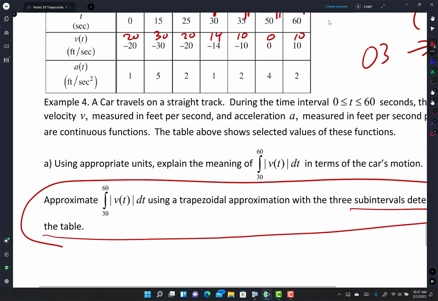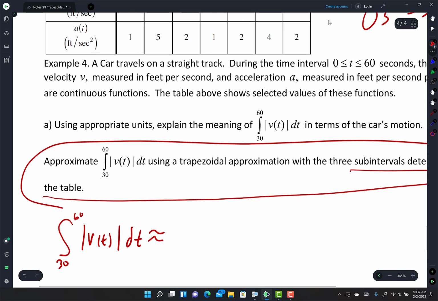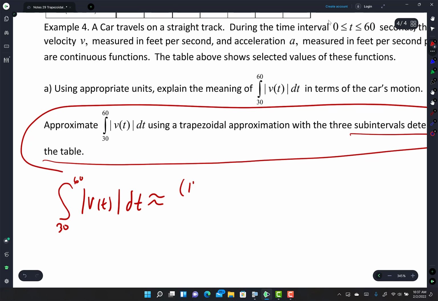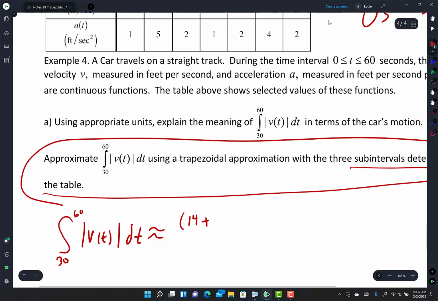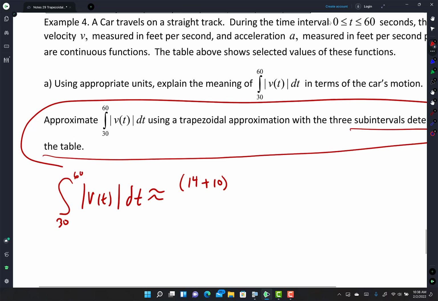14, no? Okay, I'm going to do this, guys, because we always want to answer the question. So we're going to go 30 to 60, absolute value of v of t dt. And I'm going to put the approximate symbol, but you can put the equal symbol. We're doing trapezoidal approximation, so here we go. 14 plus, what's the next one? 10, and I'm going to multiply that by 5. Does everyone know where we're multiplying by 5? And divide all that by 2. That's the trapezoid formula, guys. Base 1 plus base 2 times height divided by 2. Everyone okay so far?